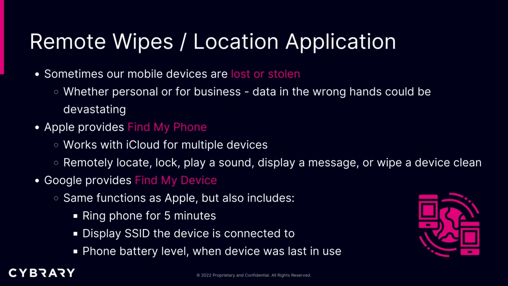Apple provides Find My Phone, which works with iCloud for multiple devices. You can remotely locate, lock, play a sound, display a message, or even wipe the device clean if need be. And Google provides the same. It's called Find My Device. Same functions as the Apple, but it also includes a ring. You can ring the phone for up to 5 minutes. It also can display the SSID that the device is connected to on a Wi-Fi network. It also displays the phone battery level and when the device was last used.